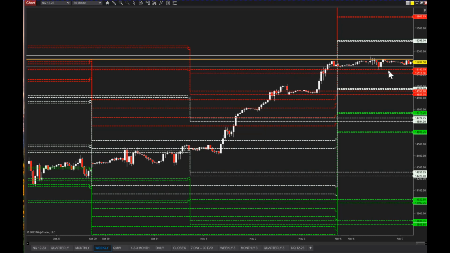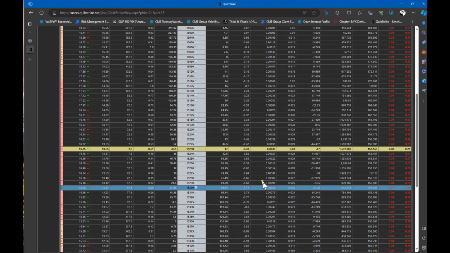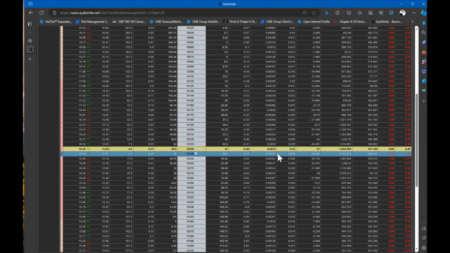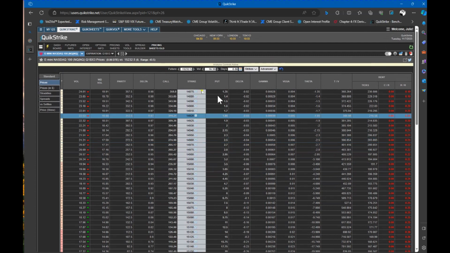Anything below 15,143 would start backfilling that prior range. Anything above, and we've got a trend continuation Santa rally. We are sitting at that quarterly level, and I want to mention to you it's also the mean for today's 0 DTE, 15230.